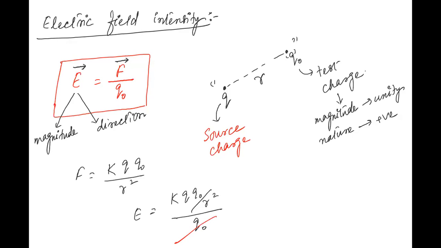This Q naught and this Q naught will cancel out. Means electric field due to a charge at any distance can be written as KQ by R square. This is also the formula to measure the electric field intensity. If you know the value of force, you just divide it by charge, you will get electric field intensity. If you don't know the value of force, use this formula, and this will give you the electric field intensity. I hope you have understood this.